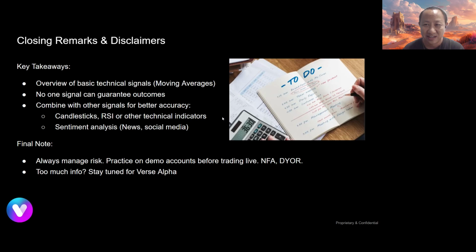All right, and of course, on a final note, always manage your risk. So don't just trade on moving averages. Try to combine many signals together to form your opinion of what's going on in the market, and always manage your risk. Right. So if you're going to trade, I advise you to practice on demo accounts first before live trading. Right. Again, it's not financial advice. Do your own research before taking a trade.